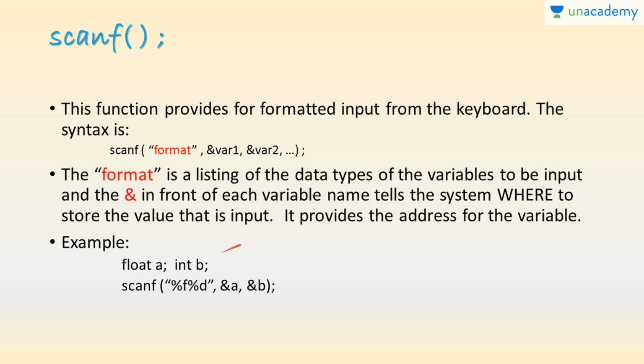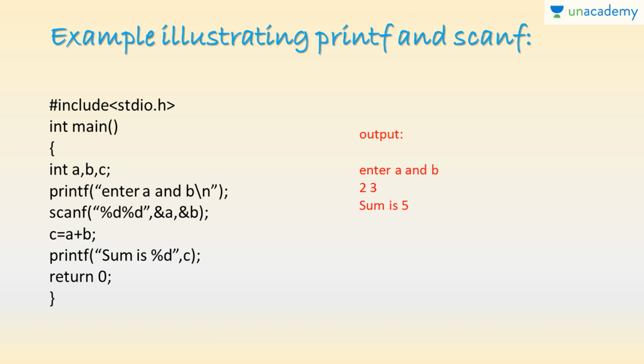We are reading A and B using the ampersand. These two are the format specifiers. So see an example program here. Here what we are doing is adding two numbers and printing the sum. So the message "enter A and B" is printed. Then we are reading A and B. The value which I enter on the keyboard is read and accepted. I have entered the values 2 and 3, so 2 and 3 are accepted.